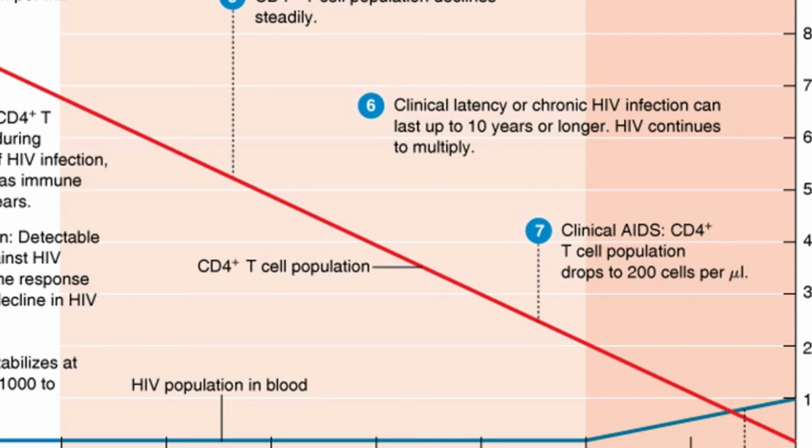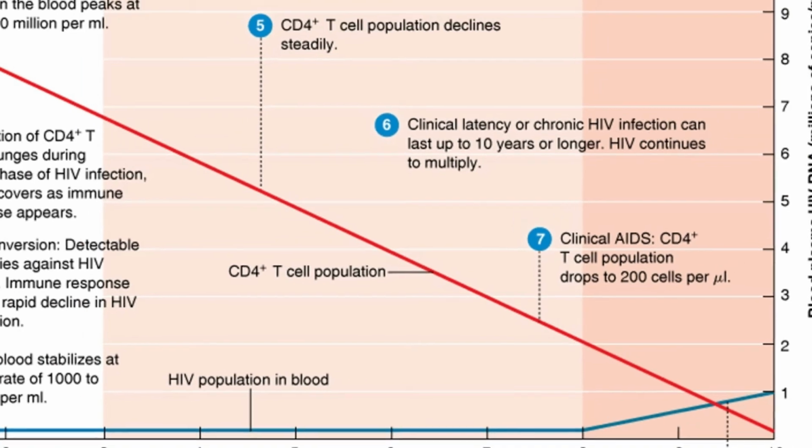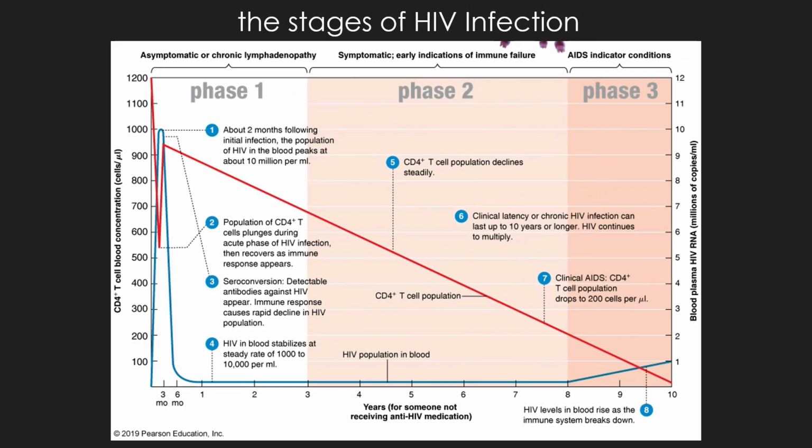And then finally, after a period of years, the level of CD4 positive T cells drops below 200 cells per microliter, and you have moved from phase 2 into phase 3, which is AIDS. And because at that point the immune system has been so damaged, you will see a rise in the number of HIV in the bloodstream because there's really no functional immune system around to clean them up anymore.